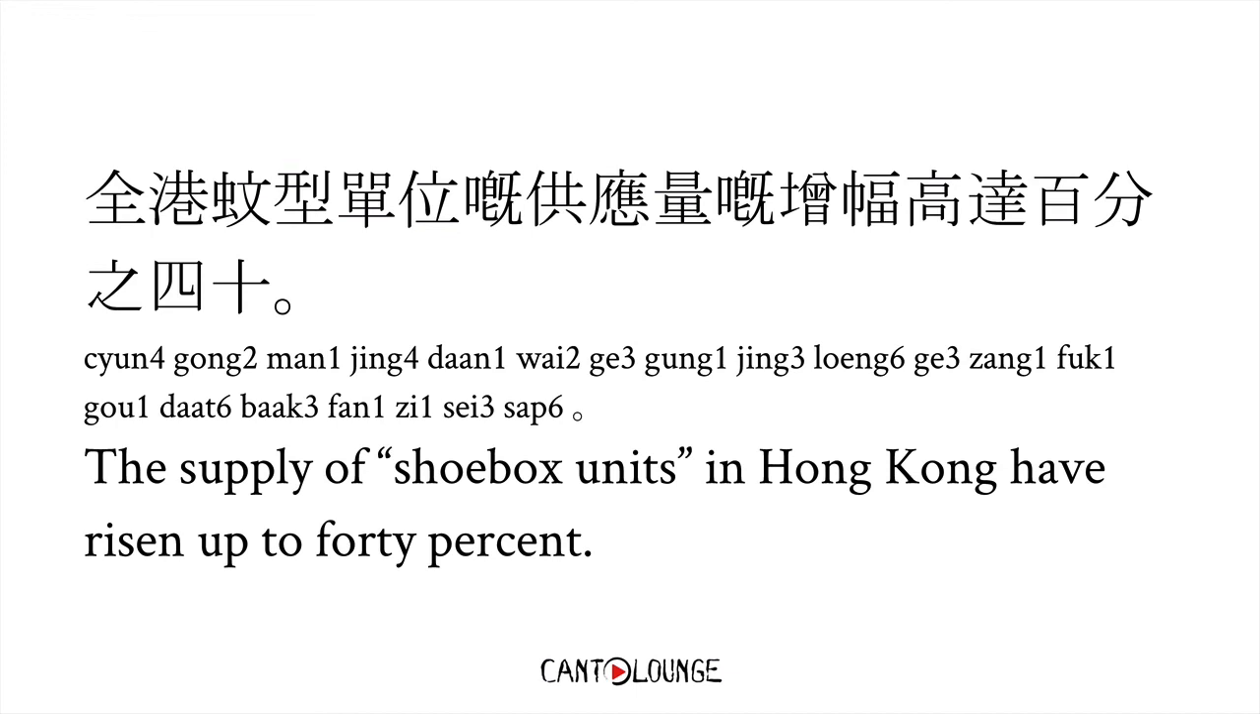Here we have full sentence reads 全港蚊型單位嘅供應量嘅增幅高達40%。全港 the entire Hong Kong 蚊型單位 shoebox units. These are used to refer to units or apartments that are really small, that are typically less than 200 square feet in space. 嘅供應量 the supply of such units. 嘅增幅 the increase of the supply of such units. It's up to 40%. So the entire sentence reads in natural English order.